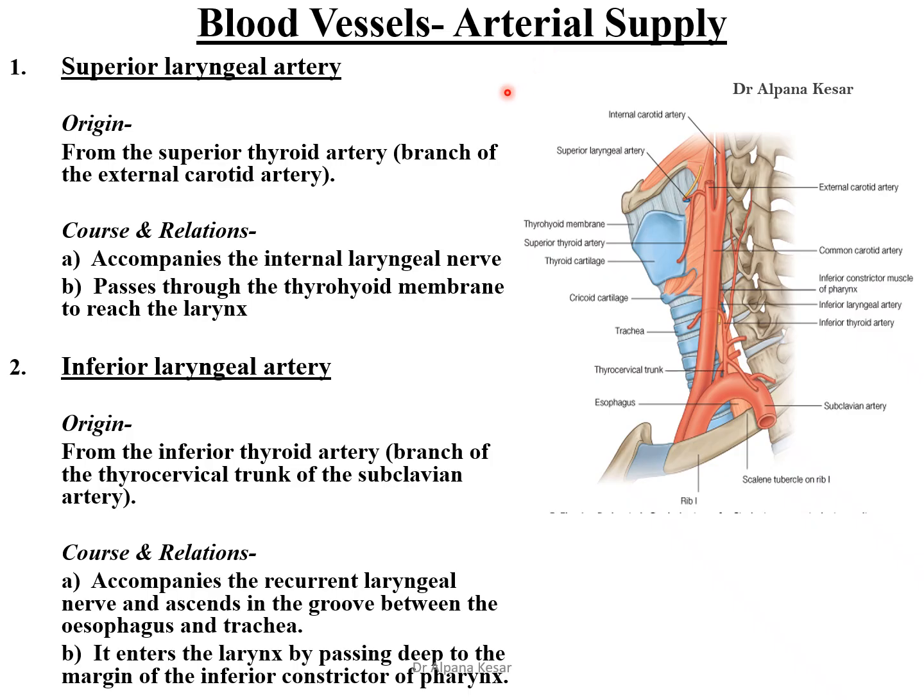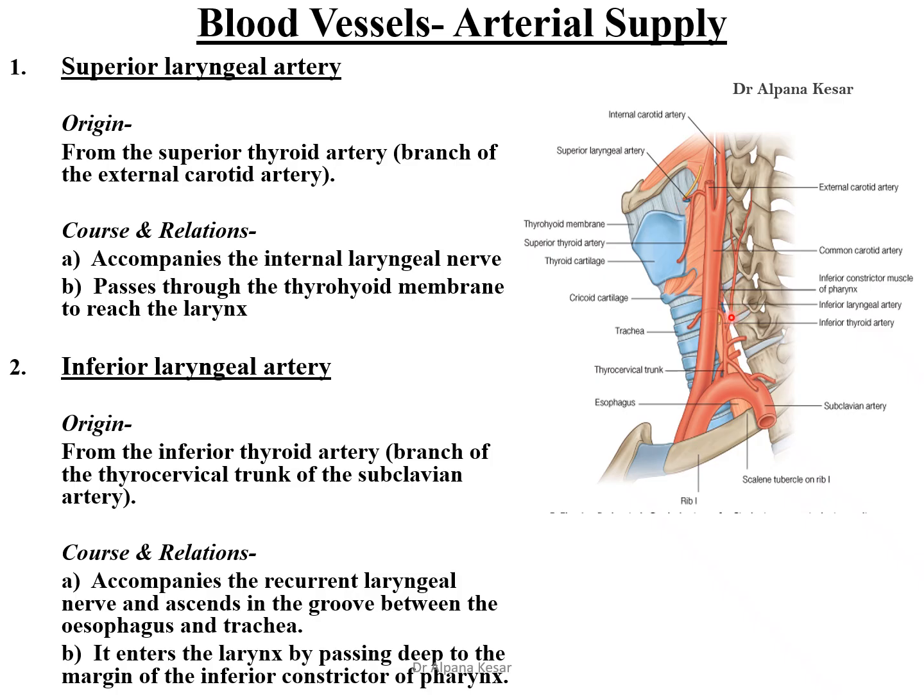The arterial blood supply of larynx is by two arteries, and they are the superior laryngeal artery and the inferior laryngeal artery. Superior laryngeal artery is a branch of superior thyroid artery, which is a branch of external carotid artery. Superior laryngeal artery accompanies the internal laryngeal nerve. Both the structures pierce the thyrohyoid membrane to reach larynx and then they supply the upper part of the larynx.